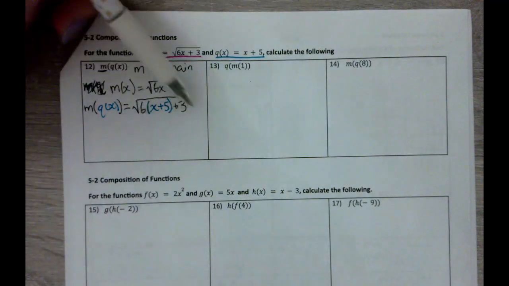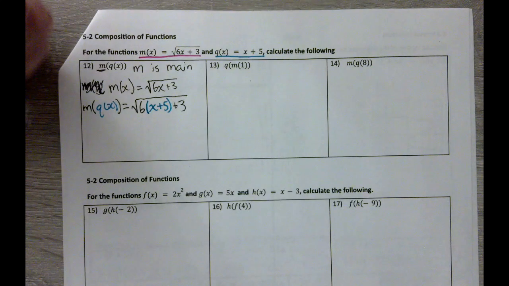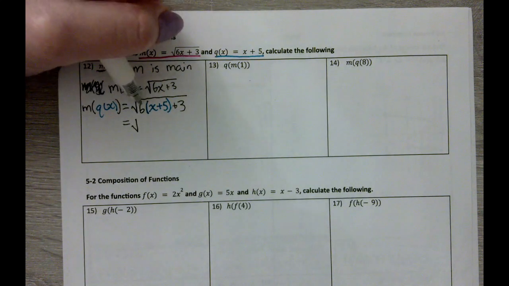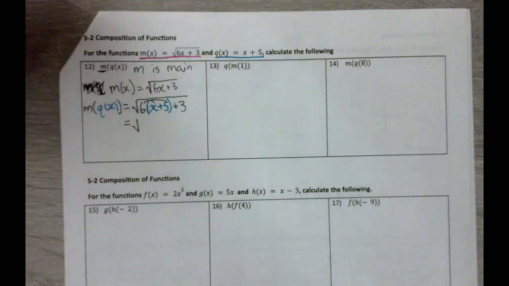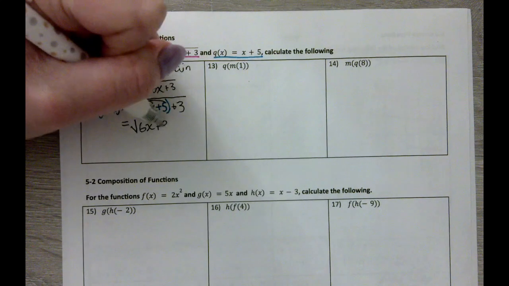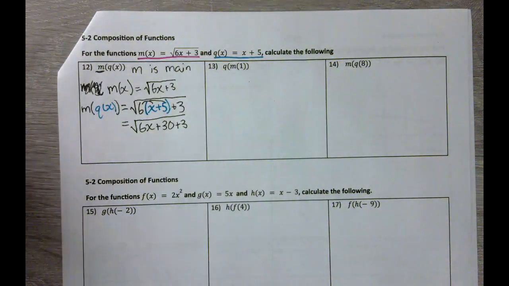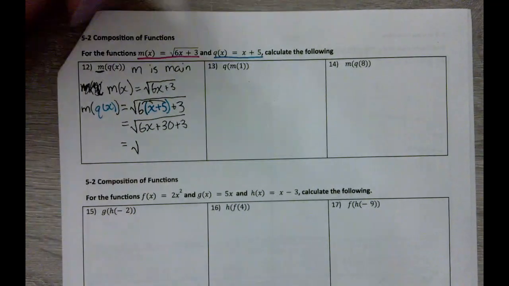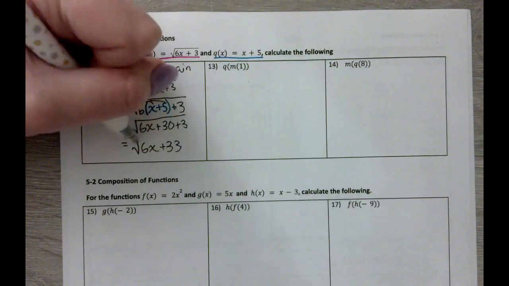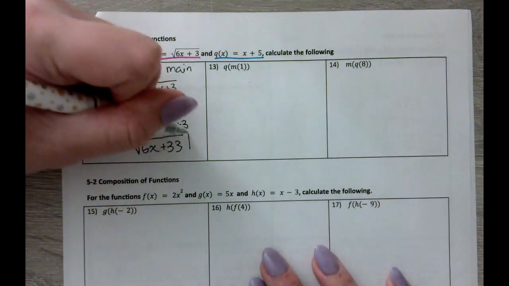Now, as you can see, I'm not going to get a full number here, so I'm just going to simplify it as much as possible. Square root. I can distribute the 6 inside of here, so I'll do that. 6 times x is 6x. 6 times 5 is 30. Bring down the plus 3. We're not multiplying 6 by 3. There's only one more step here. I can combine 30 and 3 to get 33. So the square root of 6x plus 33 is my answer.